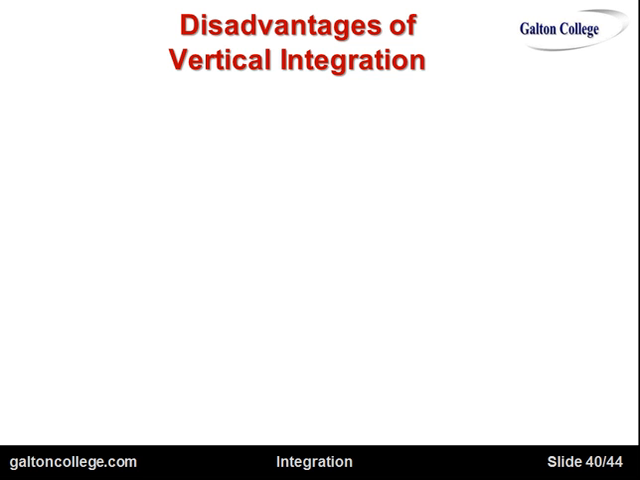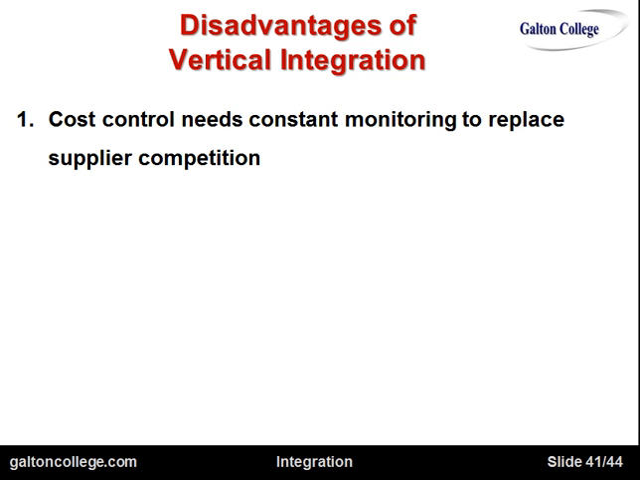The disadvantages of vertical integration, well, cost control needs constant monitoring to replace supplier competition. You see, costs were in a sense monitored previously, before the integration, out of a sense of necessity, because suppliers and competition of other producers were putting constant pressure on the business. The other producers were selling in the marketplace, so that the business had to watch the price and watch its cost. The suppliers were putting pressure on the business by increasing the price of their raw materials or of their components. But of course, once the business is integrated and now the suppliers and the competitors are part of the same business, the need for monitoring almost disappears. But that means the price in the market will rise and the customer will be worse off.